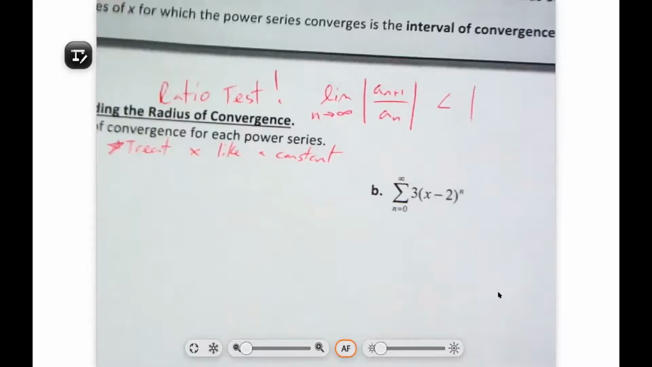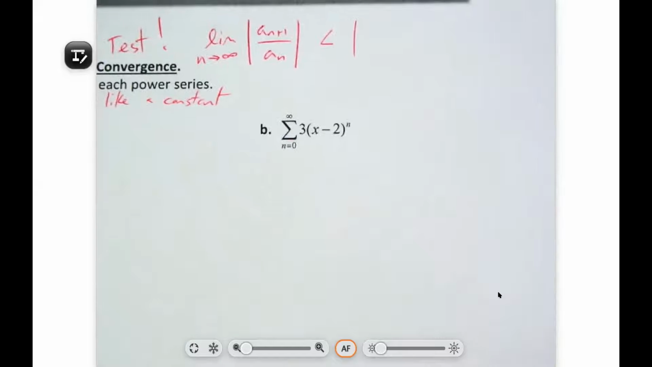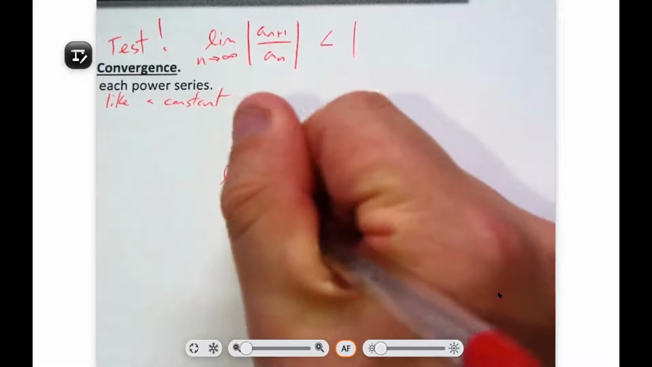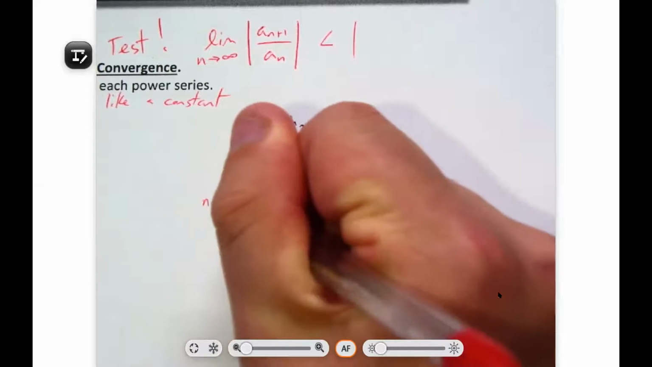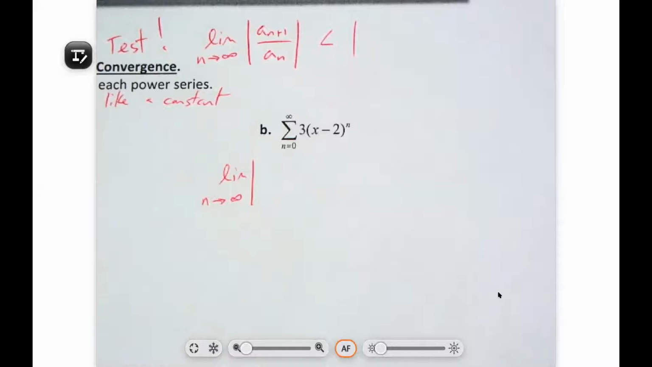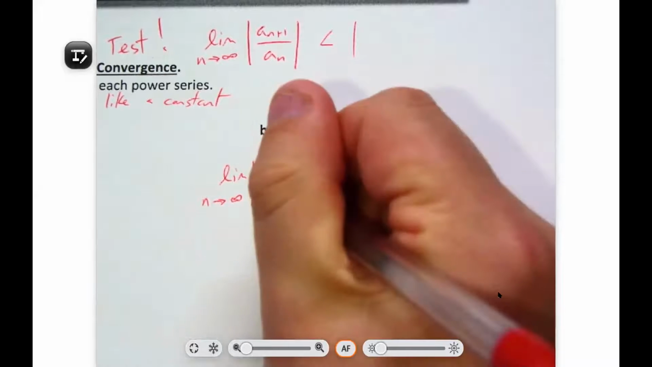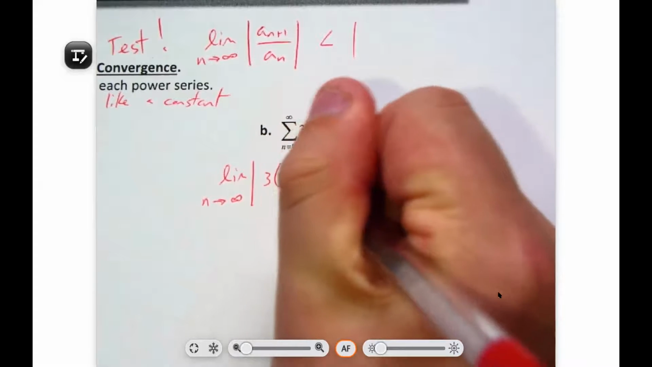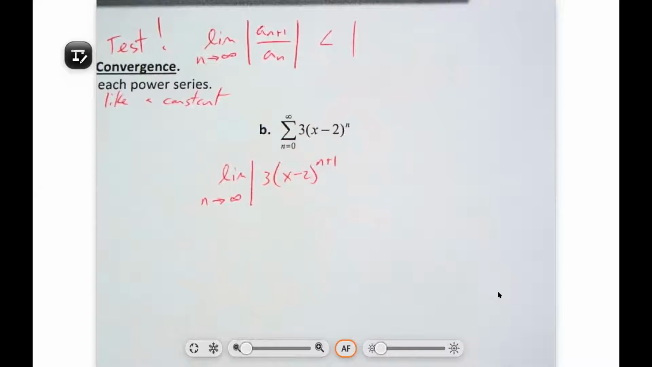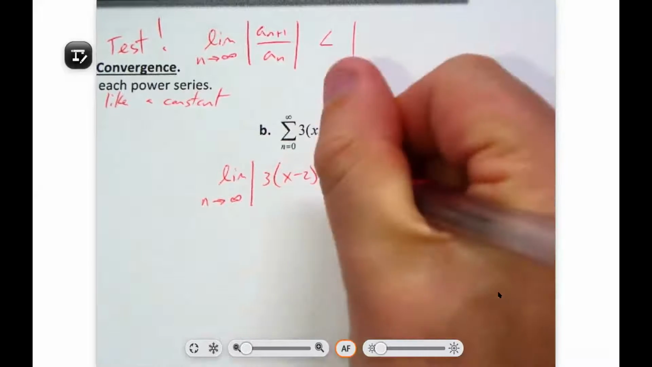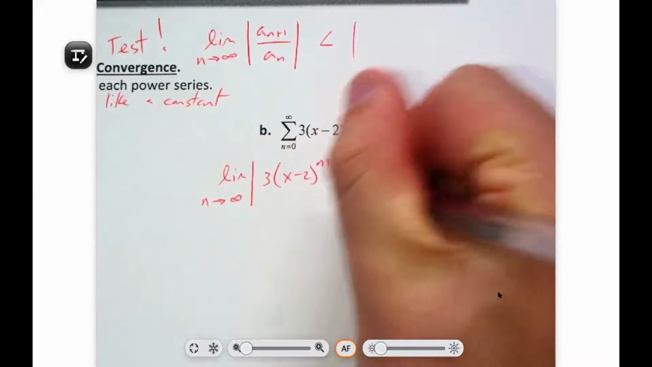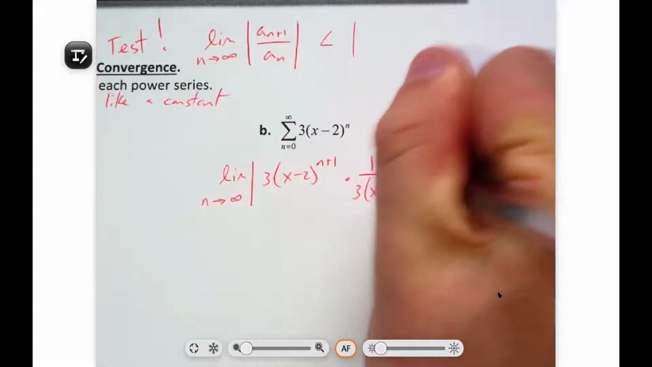All right, so let's go into the first example. We're going to do b. So I want to find the radius of convergence. I'm going to start with the limit as n goes to infinity of the absolute value. Anywhere I see an n, I'm going to put n plus 1 in, because I'm talking about the next term. So it would be 3 quantity x minus 2 to the n plus 1. And then it's divided by that sequence inside of sigma, but we multiply by the reciprocal. So times 1 over 3 times the quantity x minus 2 to the n.